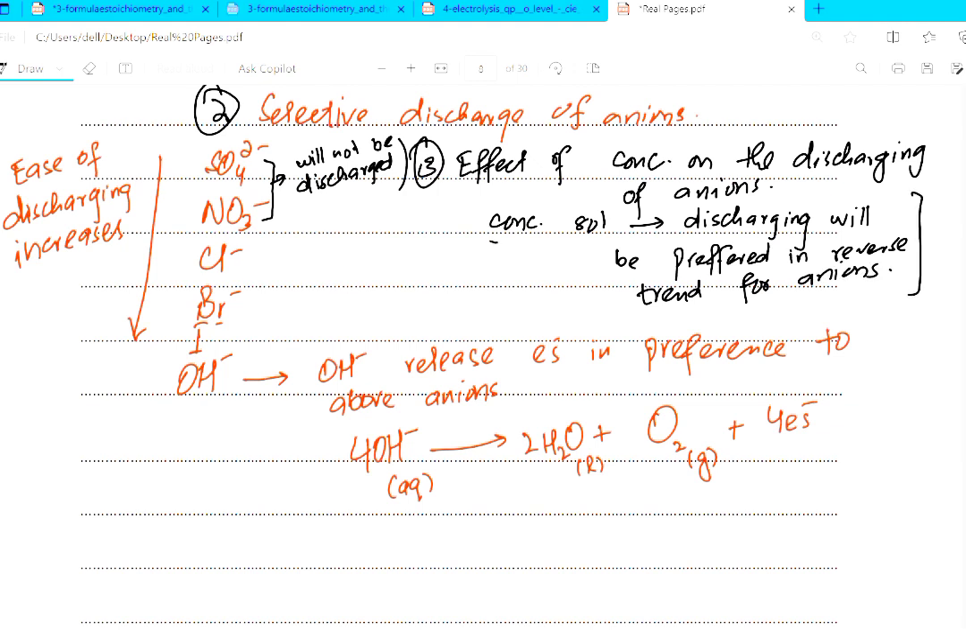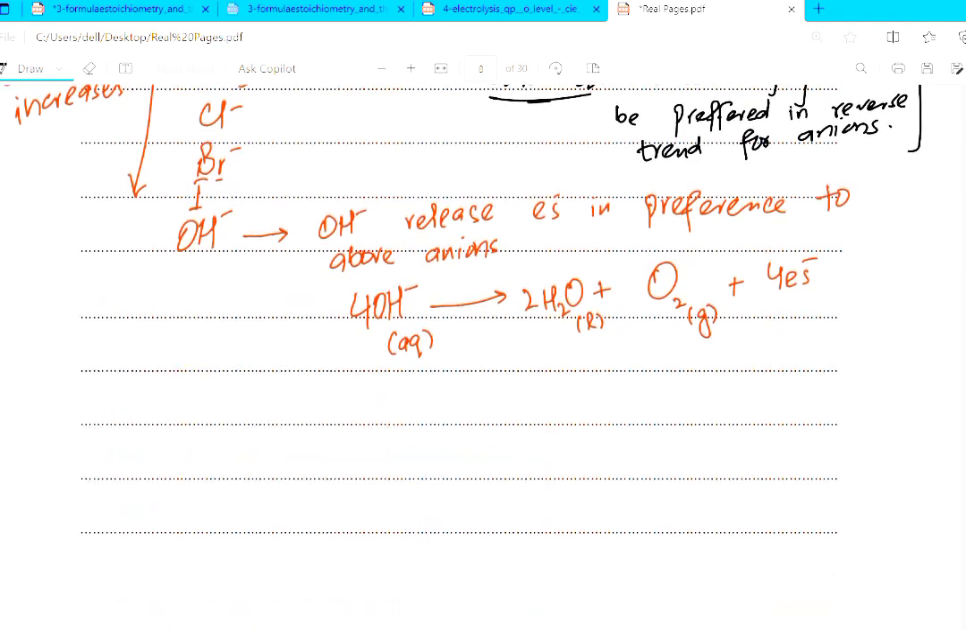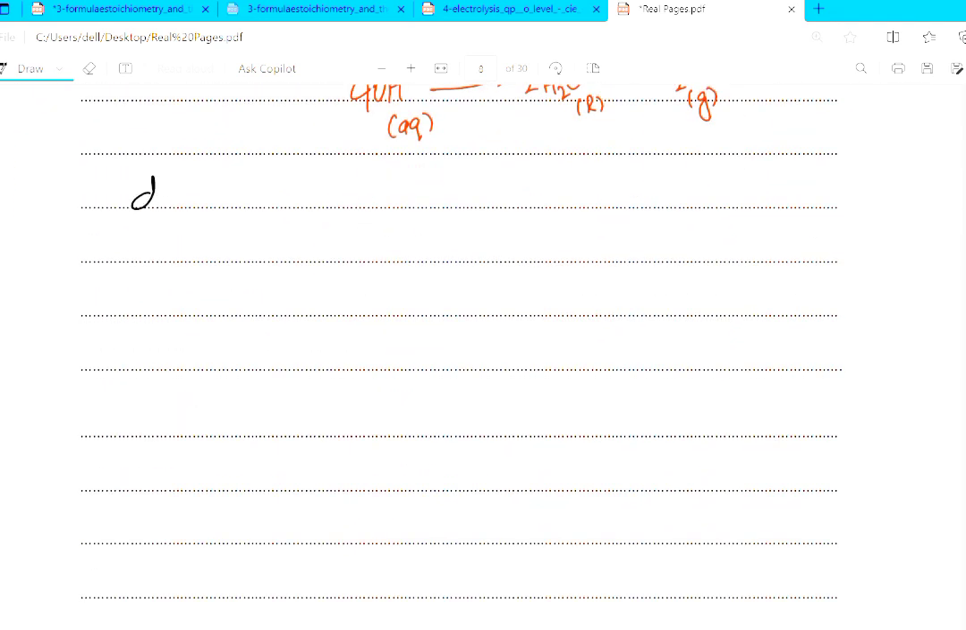Mainly you have to understand. Okay, I'm writing here, suppose you have dilute solutions. When you are given solutions and it's not mentioned that those are concentrated, then you can take them as dilute. For example, you have sulfate SO4 2-, and then you have hydroxide. You have chloride, and then you have hydroxide.